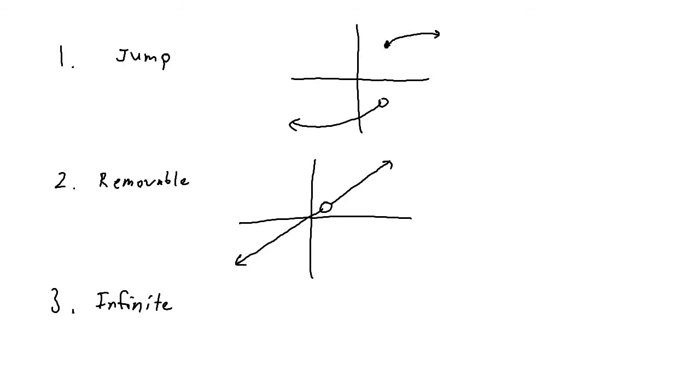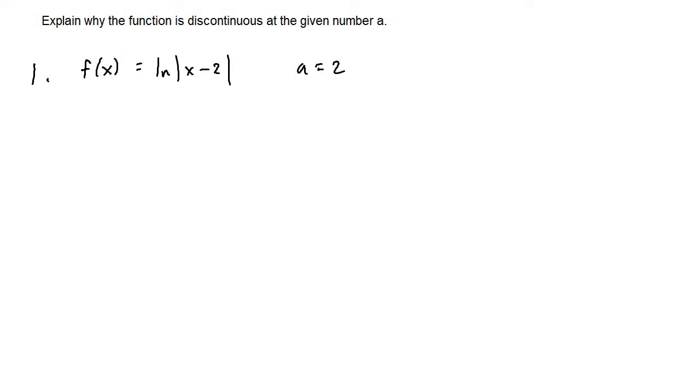Now the third type of discontinuity is an infinite discontinuity, and it could look something like this, where we have a vertical asymptote which sort of separates the function, making it discontinuous. So for this first set of problems, we have to explain why the function is discontinuous at the given number a. So for number 1, we have f of x equals ln absolute value of x minus 2, and the given a value is equal to 2.